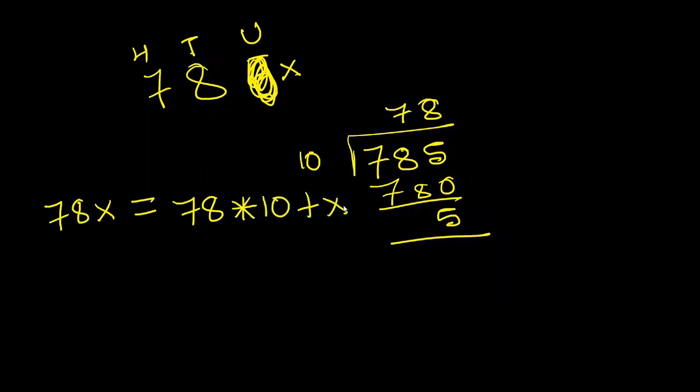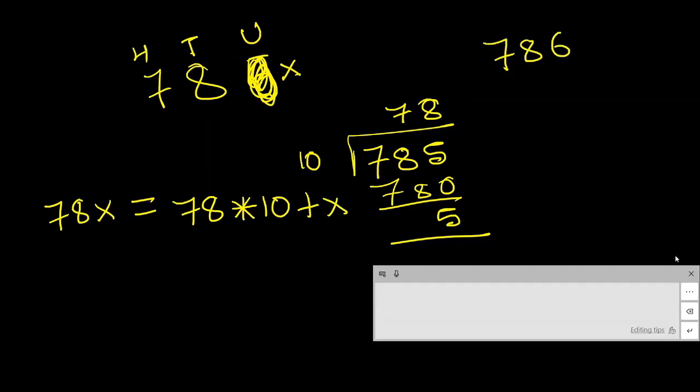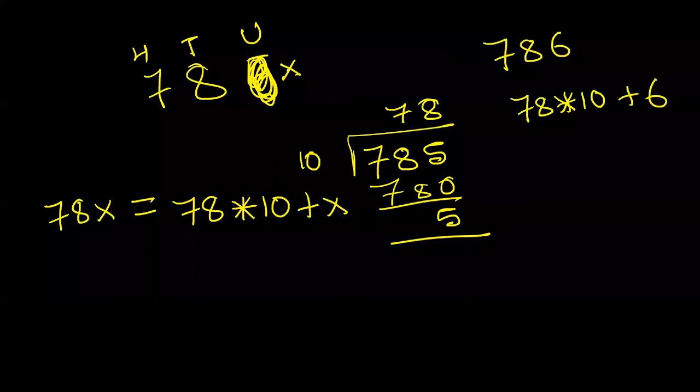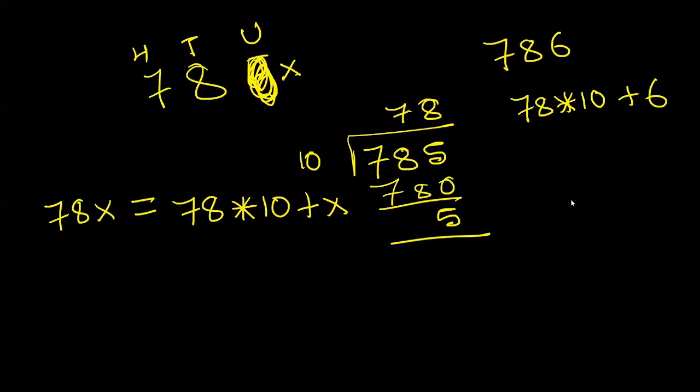Can't I write it like this? Let's say I'm talking of the number 786. Can't I write 786 as 78 into 10 plus 6? Think and tell me, guys. If I have any number of the form 78x, can't I write it as 78 into 10 plus x? That's the same number.